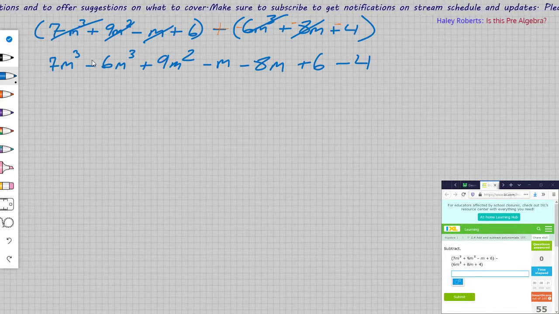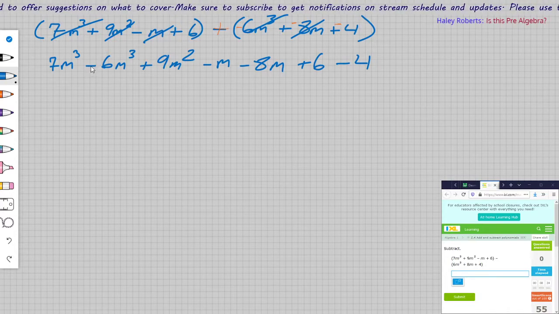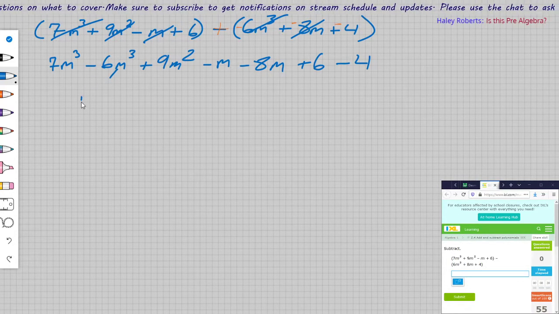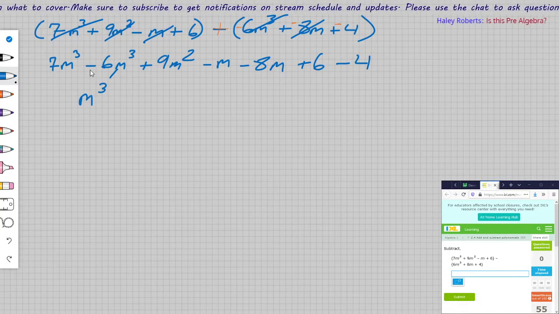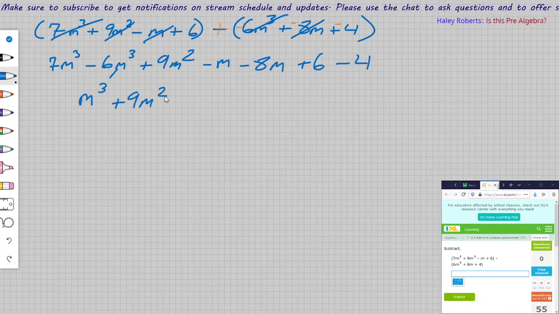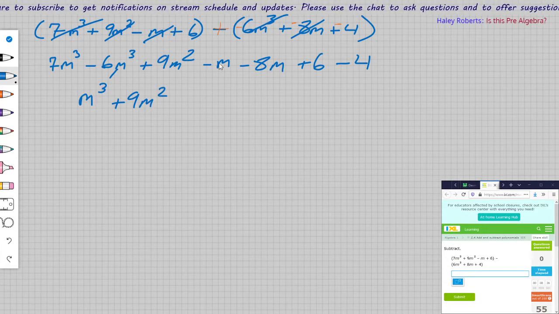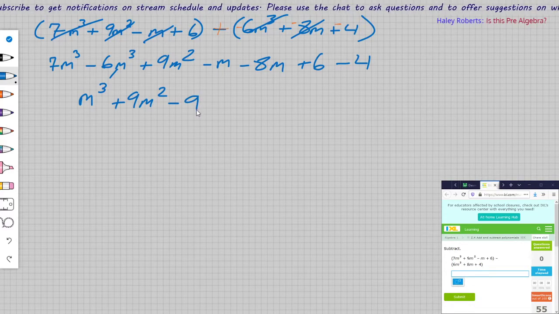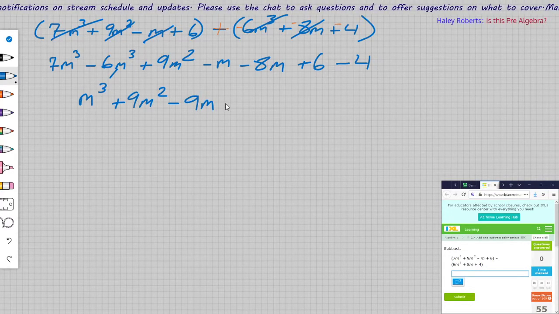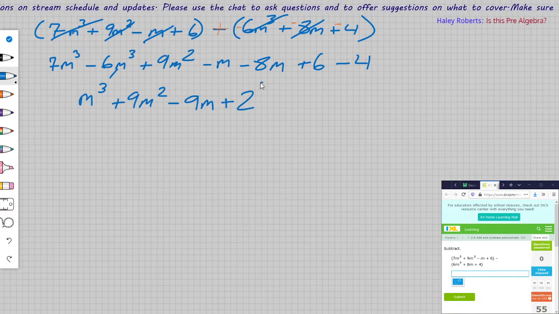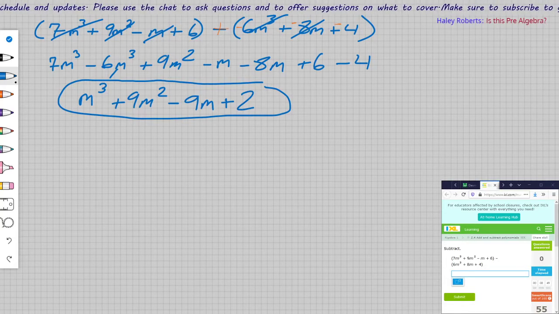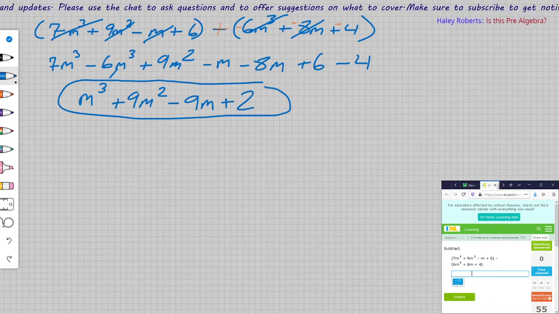So 7m cubed minus 6m cubed is going to be m cubed plus 9m squared. That was the only one. Negative m minus 8m is going to be negative 9m. And 6 minus 4 is going to be positive 2. So this would be our final answer if we were to put that in. So I'm going to plug that in real quick.